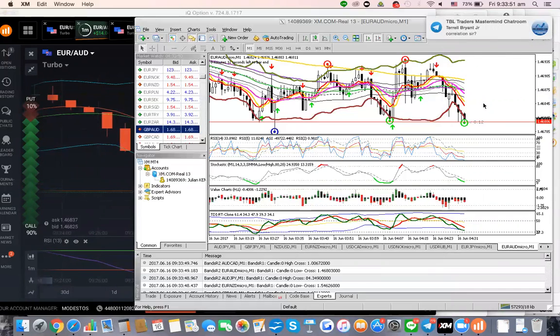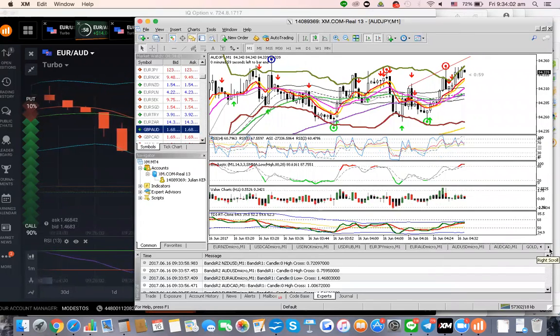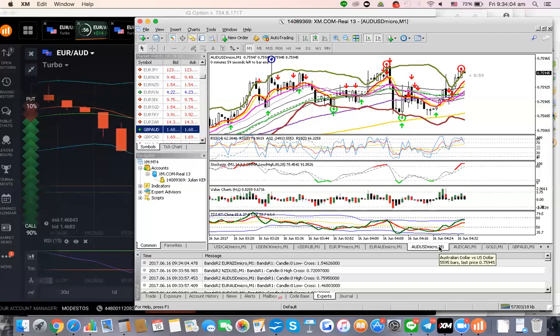Okay, correlation pair: Aussie USD, Aussie JPY. If this one is doing call, the other one you're looking at is puts. The most correlated one will be the Aussie USD. So let's have a look at that. Yeah, so the Aussie USD is the correlated one.